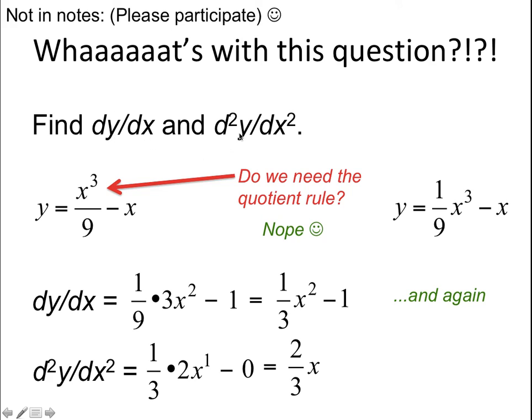Remember, these are called higher order derivatives. We can keep differentiating. If we've got continuous polynomial functions, we can just keep differentiating them until we've eliminated all the powers in the function. Or we could write this as 2x over 3.